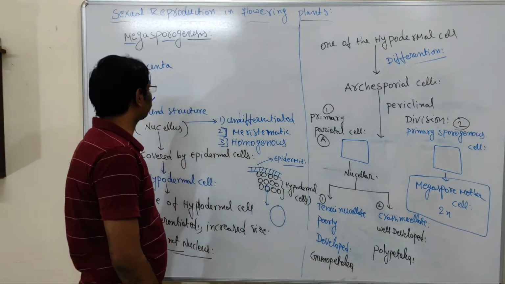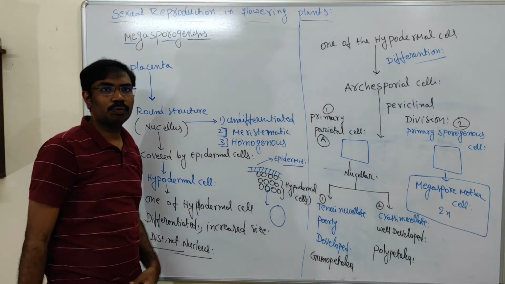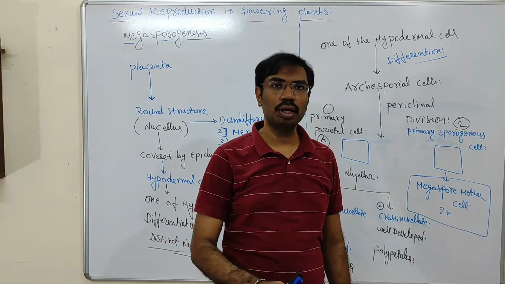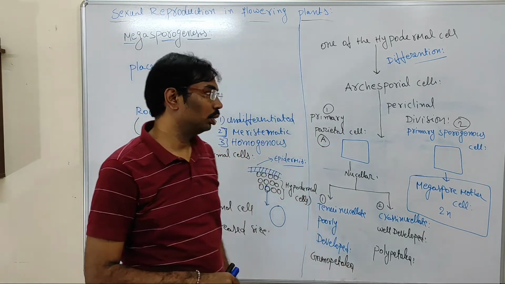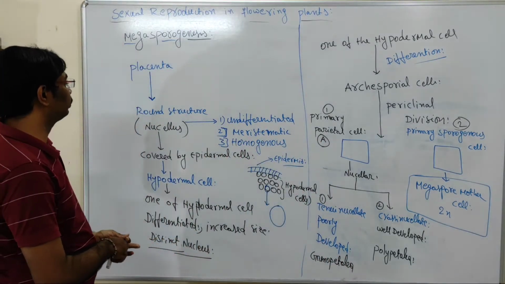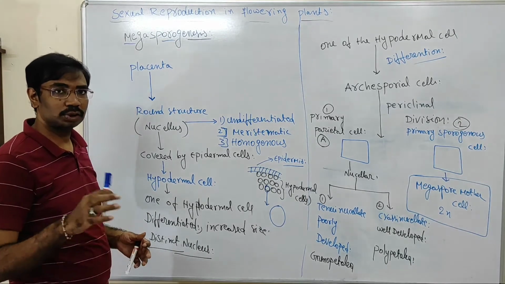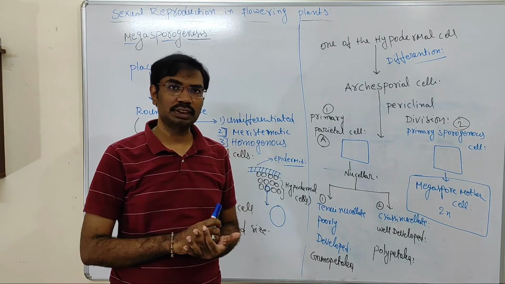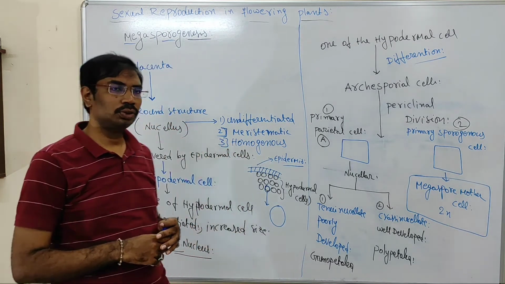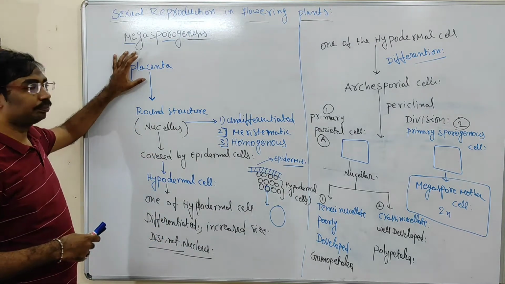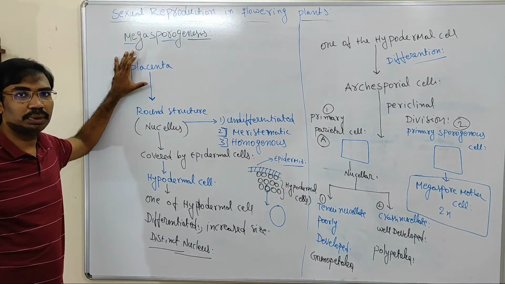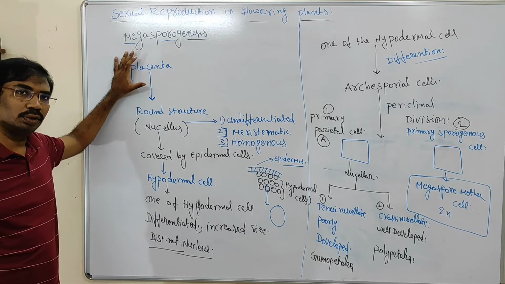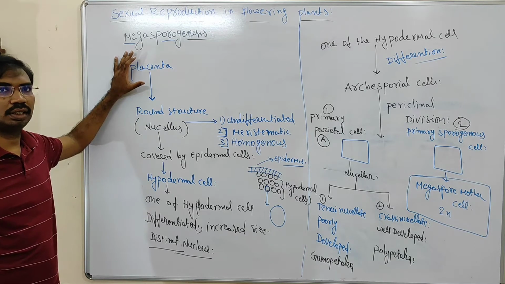So see here, megasporogenesis means the formation of megaspores from the megaspore mother cell. What is the ploidy of the megaspore mother cell? The megaspore mother cell is present in diploid condition. See here, the placenta. The placenta is present in the ovary. Where is the ovule located? The ovule is located on the placenta in the ovary.